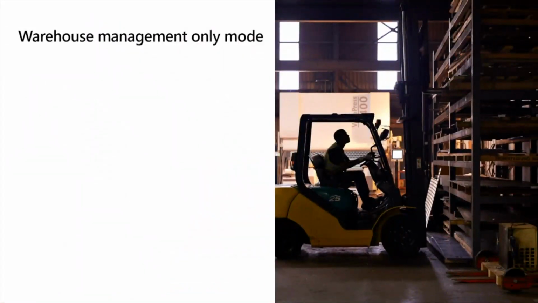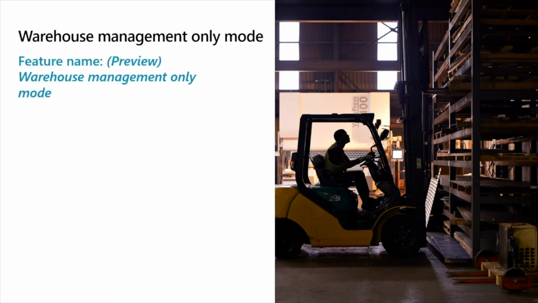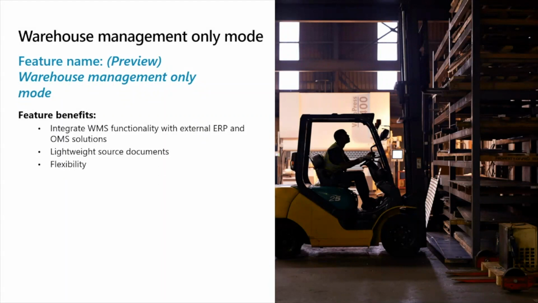So moving to our warehouse management only mode solution, the feature name, it's still in preview, is warehouse management only mode if you look for this in feature management. But you can now run all of your supply chain warehouse operations in Microsoft Dynamics 365 SCM as part of a dedicated ecosystem that easily integrates with other ERP and order management systems via new lightweight source documents of inbound and outbound shipment orders. Because these documents focus exclusively on warehouse management, they can replace multiple types of general purpose documents such as sales orders, purchase orders, and transfer orders from a pure warehouse management perspective.